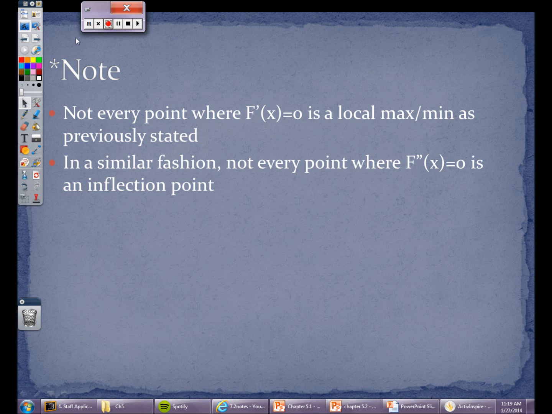Here's an interesting note, in a similar fashion to when we talked about f prime. Just because f double prime equals 0, that doesn't actually always mean it is indeed an inflection point. You do have to check the sign before and after when the f double prime equals 0, and I mean the sign of the second derivative. You have to look for a sign change from positive to negative. Just like when you had f prime equals 0, that doesn't mean that there's going to be a local max or min. There has to be a sign change in f prime to be a max or a min.